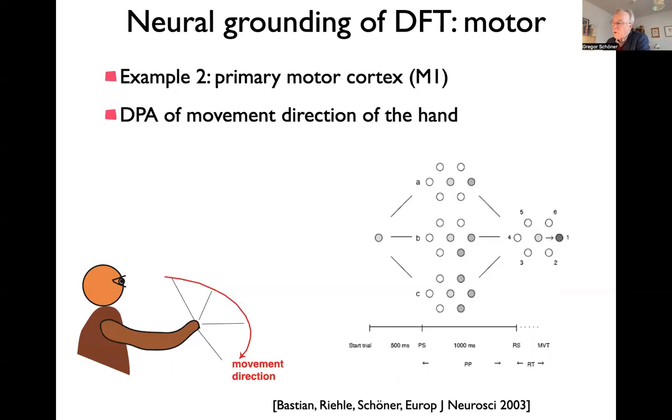Second example from the motor domain, this goes back to work that I did with Alex Ariles' team. This is Annette Bastian's thesis work a long time ago in Marseille. This is the Georgopoulos type of paradigm where monkeys make center-out movements. For instance, it starts from an initial starting position. The monkey actually gets some prior information about which targets will come up, and then a go signal, the target changes color, indicating to the monkey to make that movement. The monkey has learned to make the movement only when that go signal comes.